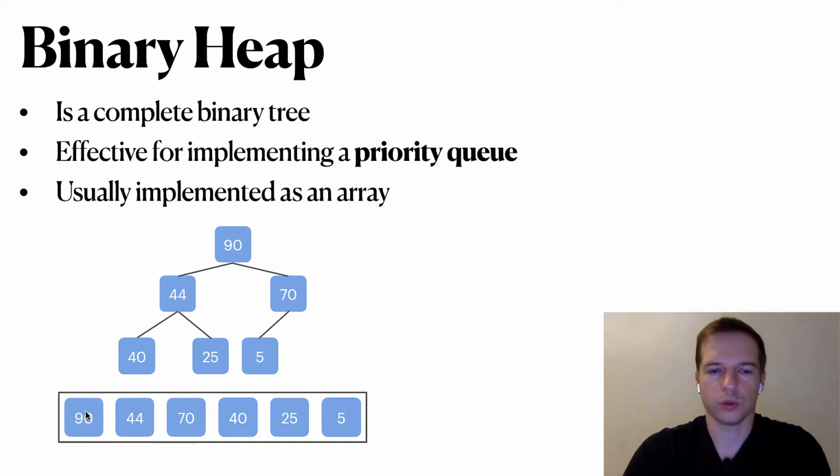And also below there is an array implementation of that heap. So you see the element on the top, it's at the beginning of the array. Then we just go row by row and we see 44, 70, and so on. So in general we can replace any binary tree by such an array. But the problem is that if it's not complete or full, then we have a problem with empty spaces.